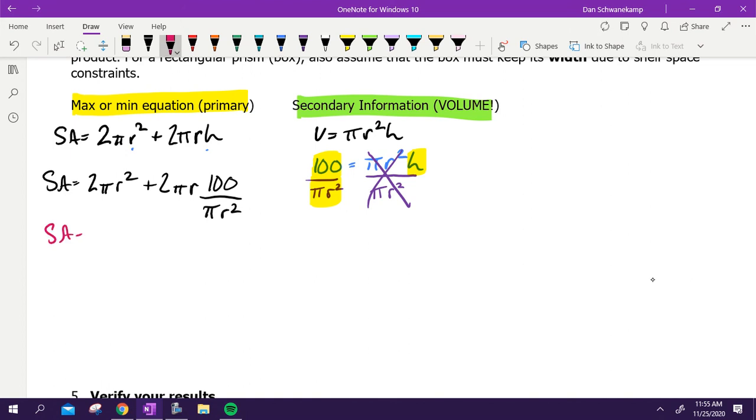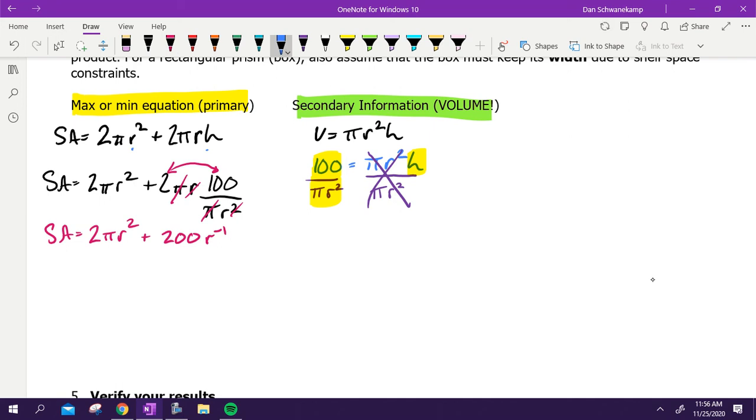So my surface area, 2 pi r squared. Here, my pi is going to cancel, and one of my radius is going to cancel. So I'm left with 2 times 100, so I get 200. And then that r is on bottom, so it's r to the negative 1. That's my equation. It's a surface area. That's what I'm trying to maximize or minimize, but I want it in terms of one variable. So if I want it, boom, I got that.